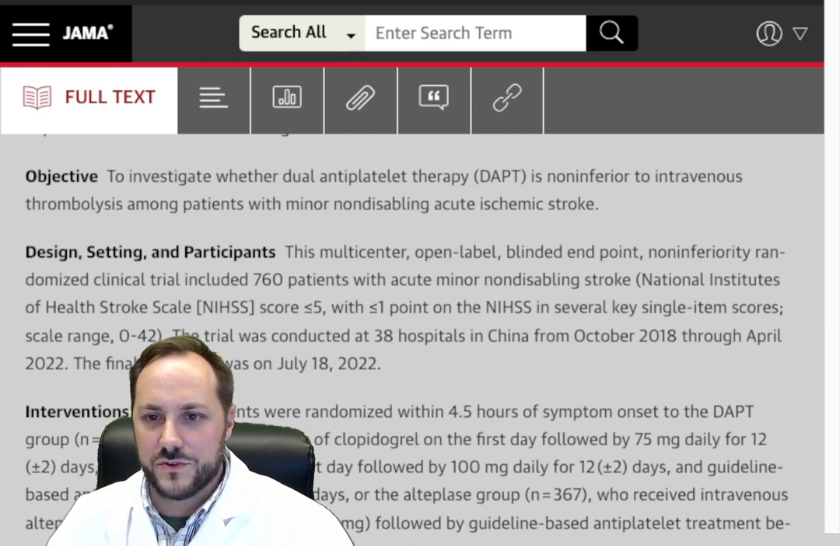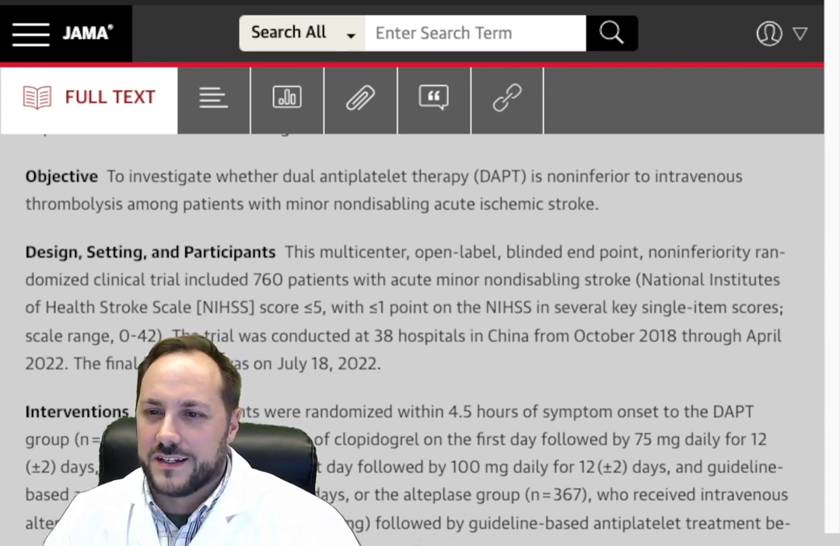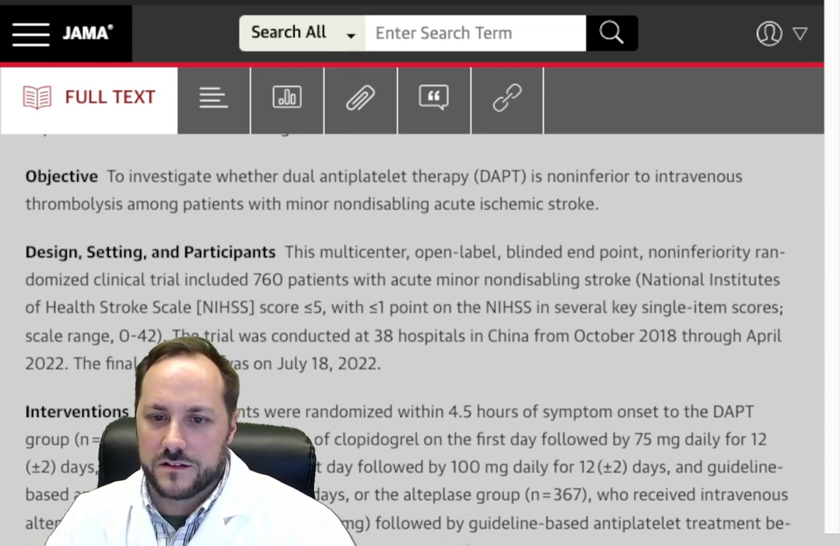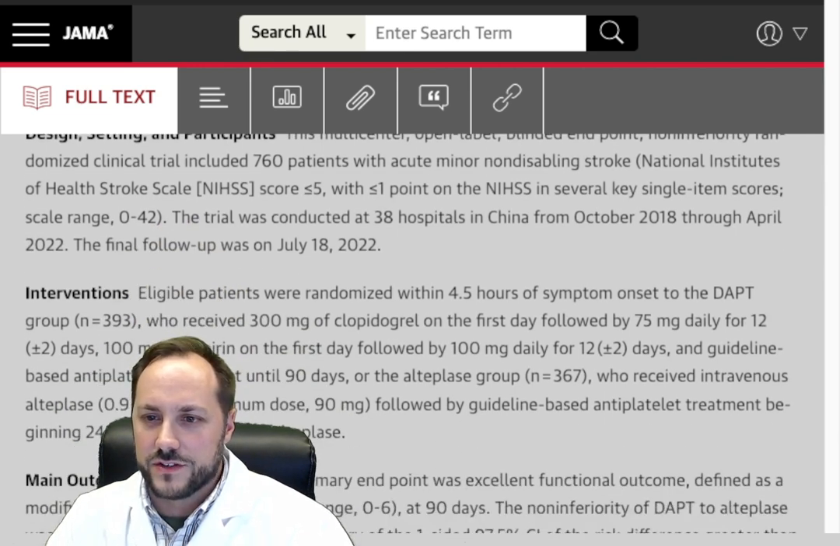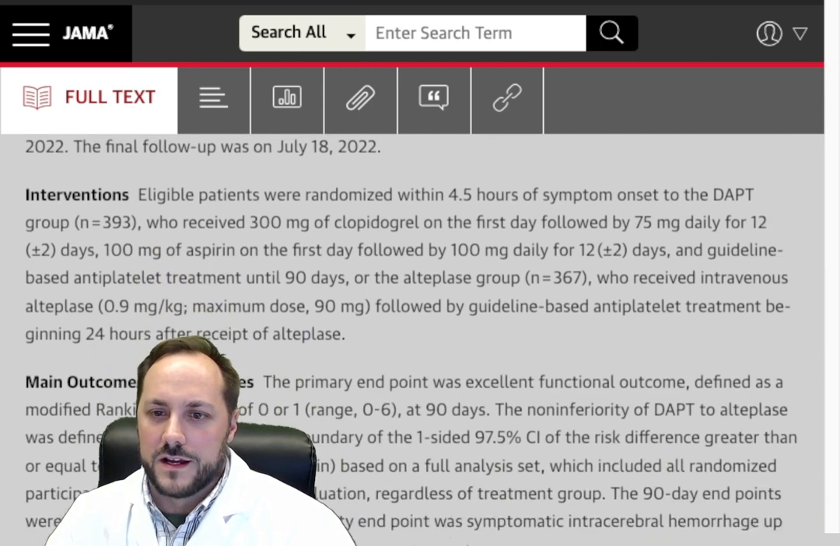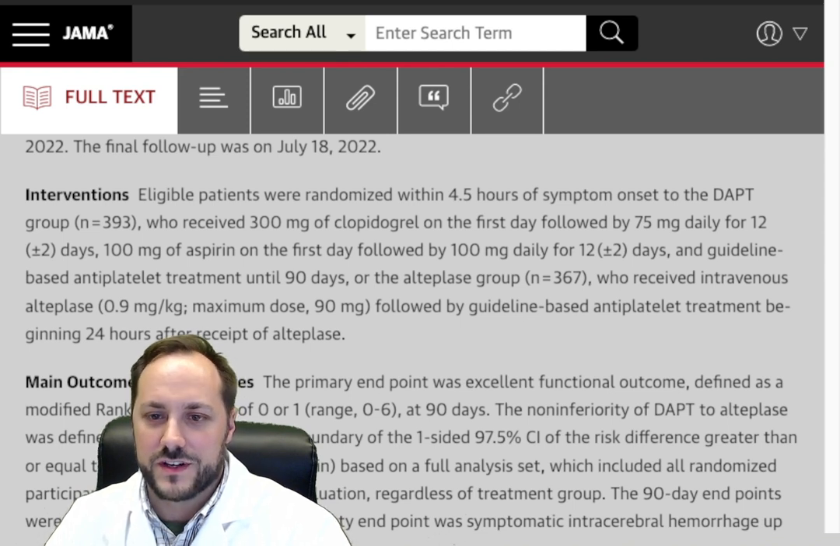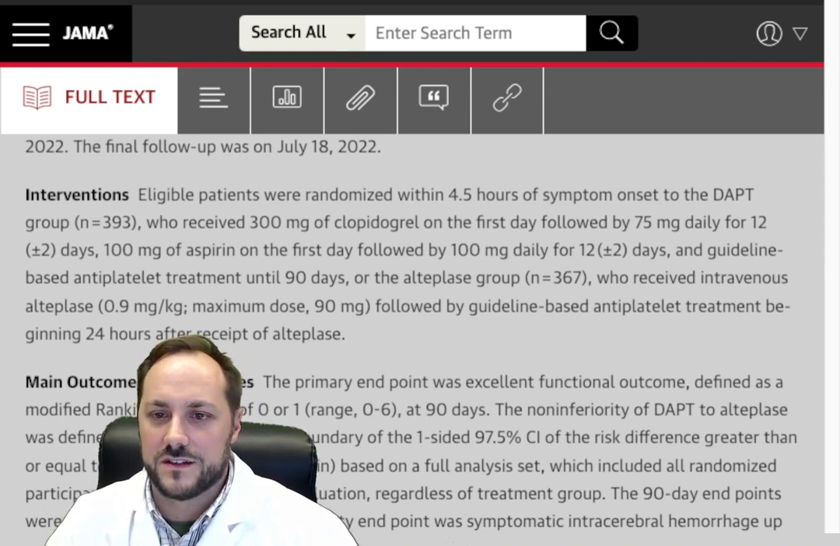Okay, so back to our ARAMIS trial, being antiplatelet therapy versus alteplase, not to be confused with the other ARAMIS trials. So this is 38 hospitals in China from October 2018 through April 2022. And they're using a little bit different dose of aspirin than we have here in the United States. Of 100, we're using 81. But that shouldn't make any difference because aspirin, as far as stroke prevention goes, doesn't have any dose dependence between 50 and 1,300 milligrams daily.